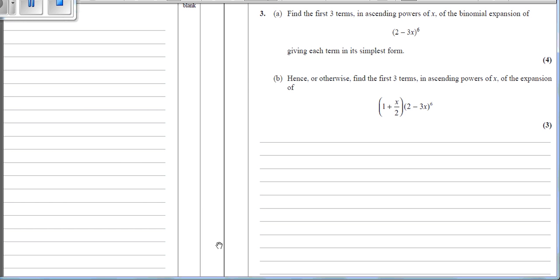2014, let's have a look at this paper. So again, same thing. If you know how to do this, you know you're golden for at least 4 marks here. So the first three terms, so we have a look at the power first of all, so it's going to be 6 choose 0 plus 6 choose 1 plus 6 choose 2. Then we have a look at this, which again is a 2. So times 2 to the power of 6 times by 2 to the power of 5 times by 2 to the power of 4. And then we need to multiply by this thing, including the sign.